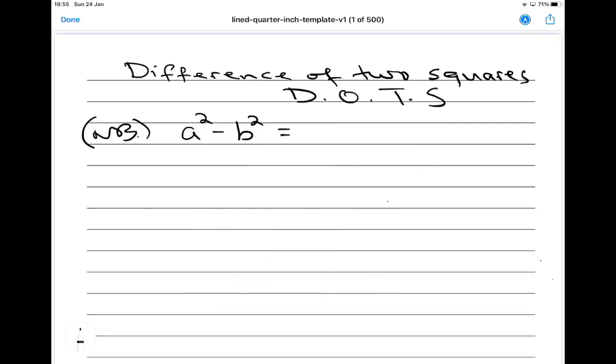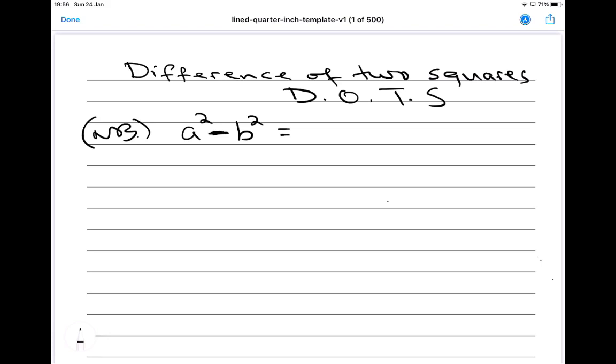Okay, let's quickly revise difference of 2 squares. Use a squared minus b squared as a rule or as an example. Now we call this difference of 2 squares because, as you can see, there is a minus sign there. That means difference. A squared is a square number, b squared is a square number as well. So this is difference of 2 squares.